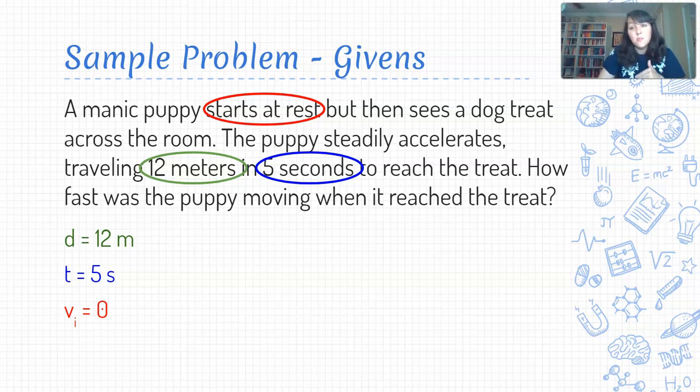And as a little tip for you, anytime we're solving an acceleration problem specifically, we always have to have at least 3 pieces of information given to us in order to solve for a 4th piece of information. That's not the case for constant velocity. Constant velocity, you can do it with two givens, but for acceleration problems, we need at least 3. All right, so there are our 3.